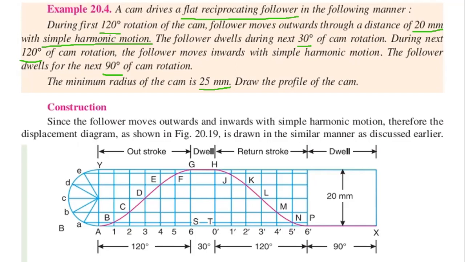So here I am taking the scale as 1 centimeter equal to 10 degrees. That is, in total, 120 degrees, that is 12 centimeter equal to 120 degrees.